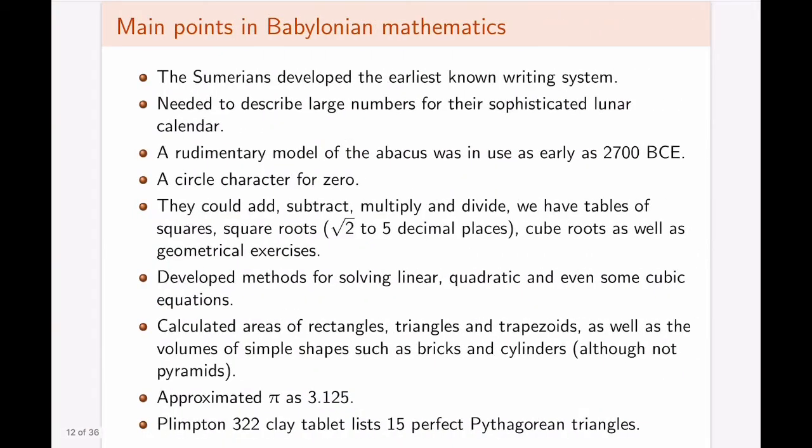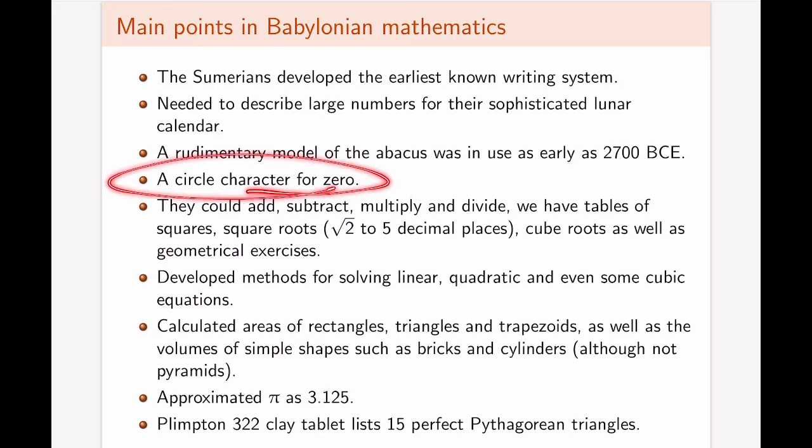The main highlights of the Babylonian mathematics include the earliest known writing system. Because we have such good preservation of it, we also were able to follow some of the developments through that. They needed to describe large numbers because they were very interested in the lunar calendar that they developed to an extreme degree, in order to be able to track things like the flooding of the Nile and a variety of other things. They started with an abacus early on.